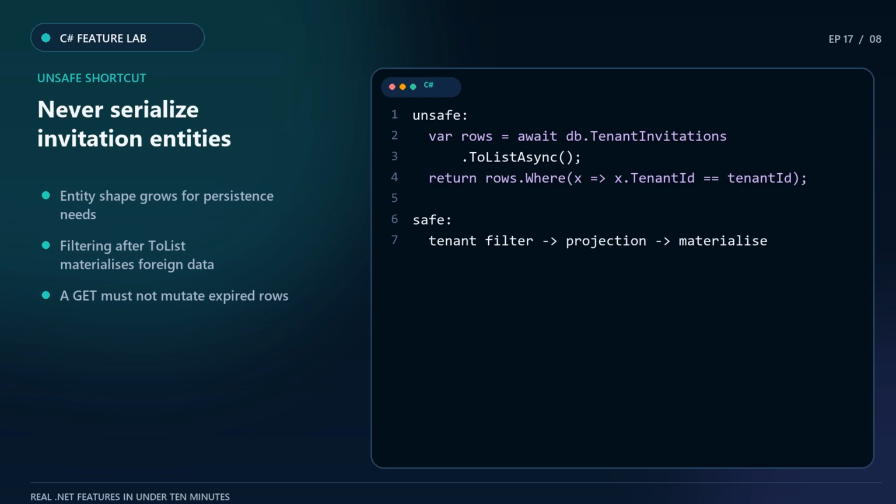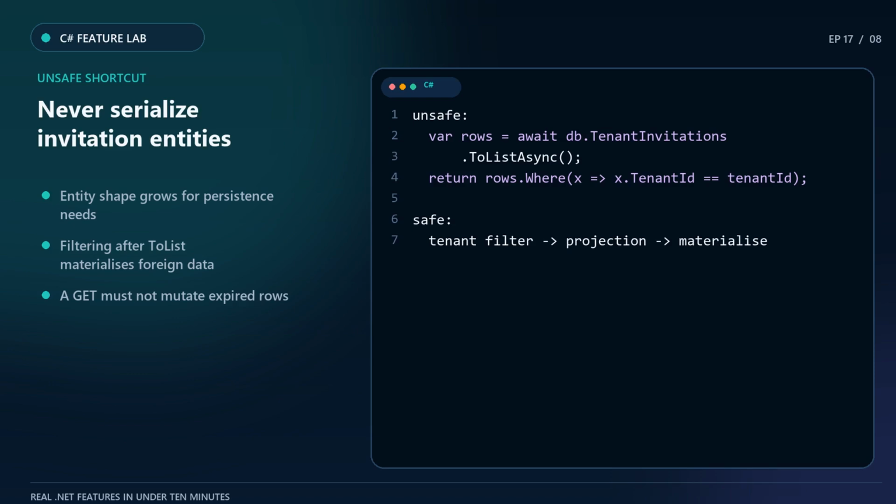Second, entity serialization follows persistence shape. Code hash, tenant identifiers, issuer data, accepted state, and concurrency version can appear when the model grows. Third, developers may notice expired rows and close them during GET, turning a safe read into an undocumented write.